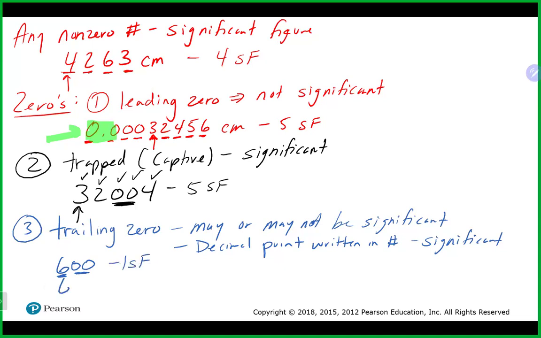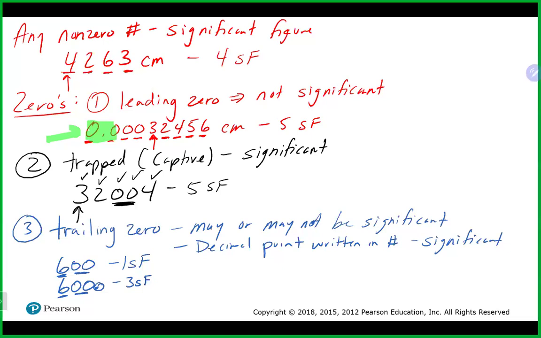If I did this, 600 with a little decimal point right about there, how many significant figures would it have? It would now have 3. These zeros at the end are significant because there is a decimal point actually written in that number, and this would give me 3 significant figures. The decimal point does not need to be anywhere near the zeros at the end. It just needs to be written in the number for it to be significant. Sometimes people think it's got to be next to those zeros or something like that. It doesn't. It just has to be somewhere in that number.